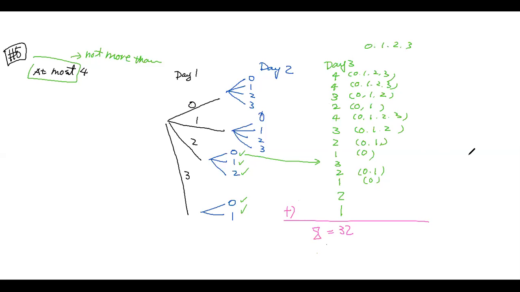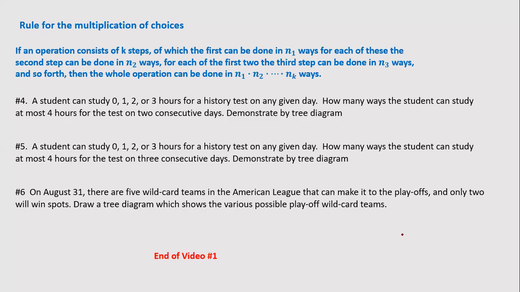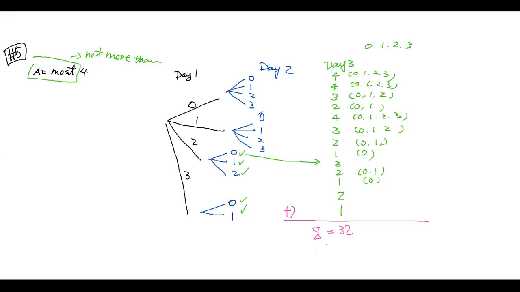So now let's take a look at our last problem here. It's number 6. On August 31st, there are 5 wild card teams in the American League that can make it to the playoff, and only 2 will win the spot. Then I want to draw a tree diagram which shows the various possible playoff wild cards. Okay, so this will be our last problem.